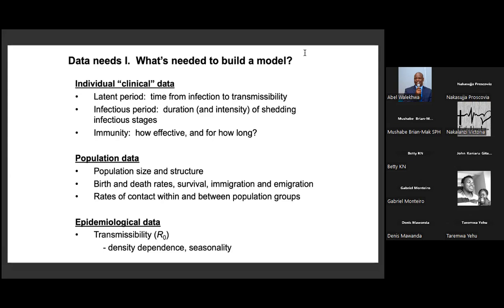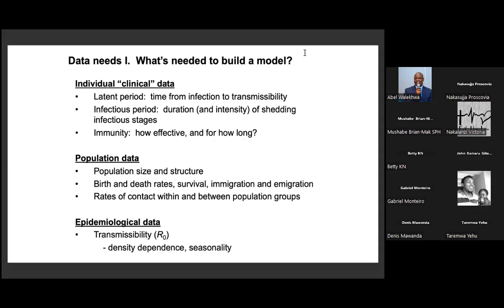Then the epidemiological data, that is the transmissibility. For example, what is R0? What is density dependence? Does transmission depend on density or on frequency? That is frequency of interaction. I know we did this yesterday. Is it about the density of the people who are infected with tuberculosis, or is it about how many times you interact? Then of recent, we have climate or environmental factors, the seasonality.